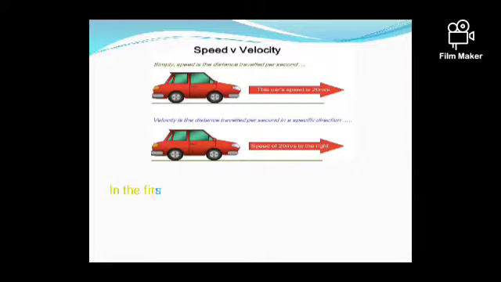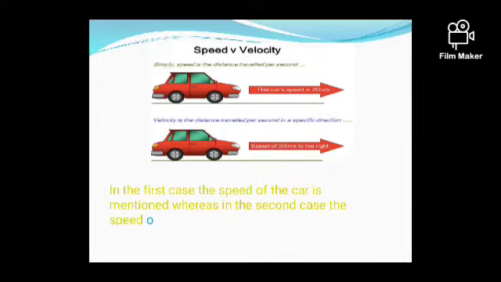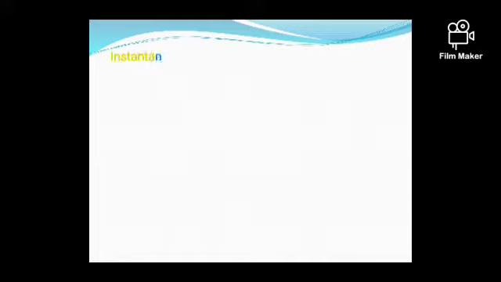Look here, the speed versus velocity. Speed says it is moving at a certain kilometer per hour only, but velocity says it is moving at a certain speed in a given direction. This is the difference. In speed only magnitude is there, but in velocity both magnitude and direction are mentioned. In the first case the speed of the car is mentioned, whereas in the second case the speed of the car as well as direction is mentioned. So the first case is speed and the second case is velocity. Don't get confused here.